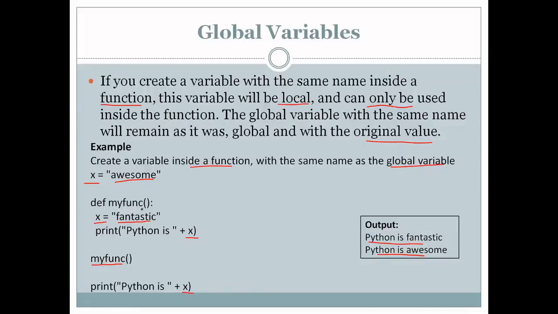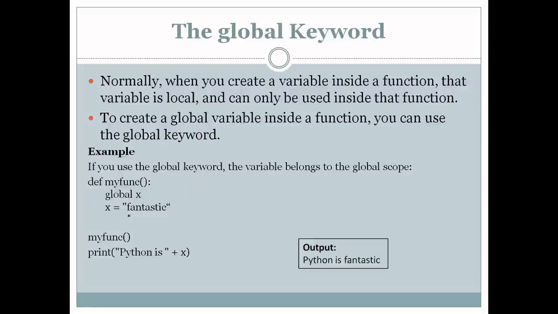Now we know that the variable which is declared inside the function is a local variable. Now, is it possible to create a global variable from inside the function? And the answer for this is yes, we can create a global variable even from inside the function, but for that we have to use a keyword. The keyword is the global keyword. So let's see.